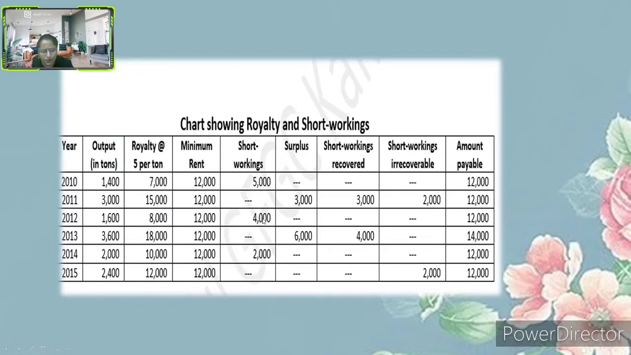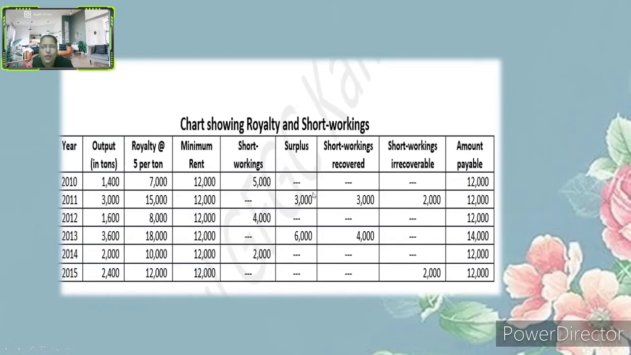Here we had the short workings, but we don't have the surplus, so we can't make recovery. And here also the surplus is 6,000, but the short workings is 4,000. We can recover here. So from the 6,000 we have recovered the 4,000. Okay. Then in the 12,000 here the short workings is 2,000. Now we don't have any surplus here. So this 2,000, we don't have any surplus, so it is irrecoverable.